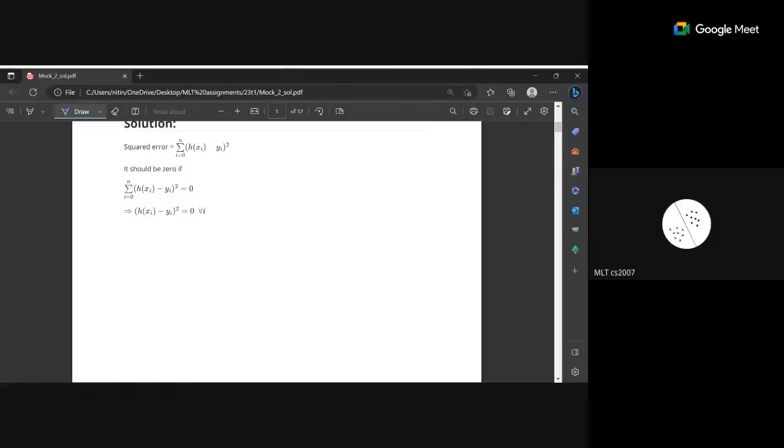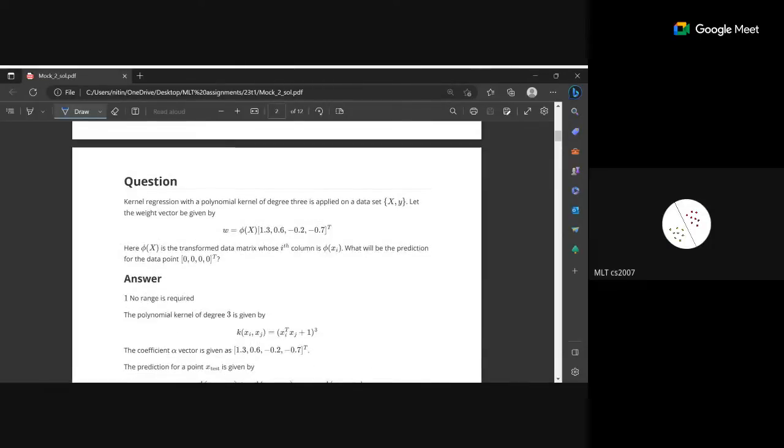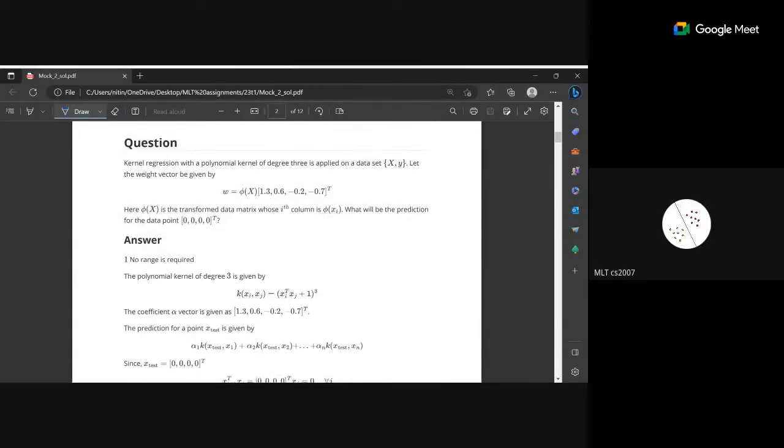That's clear. Okay, so let's move to the next question. You must have done this earlier as well. Here you have been applied kernel regression on a given data set, right? Kernel means that you transform your data set into a higher dimension space, and in that space your data matrix is phi of x, right? And the weight vector is given by this expression. Remember, the weight vector can be written as a linear combination of the data points, which are present in the matrix phi of x. The coefficients of that linear combination form your alpha vector. So from this equation, you can say that your alpha vector is given by this vector.